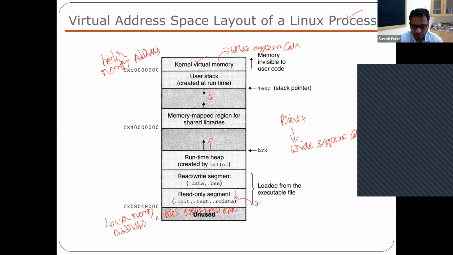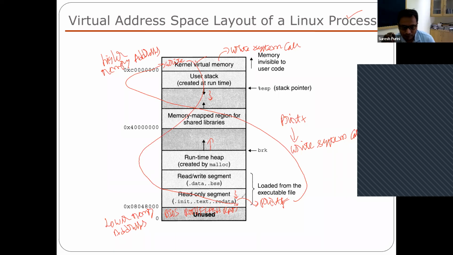And when somewhere you hit a printf, then what happens is control will transfer to some place in the kernel where the code for write system call is present. And after the write system call is executed, then again you come back to the place after the printf. You understand what is happening?